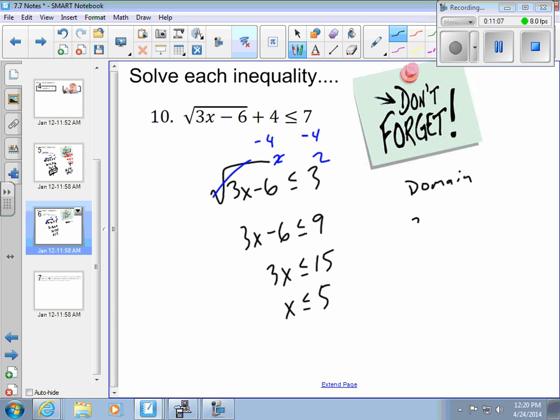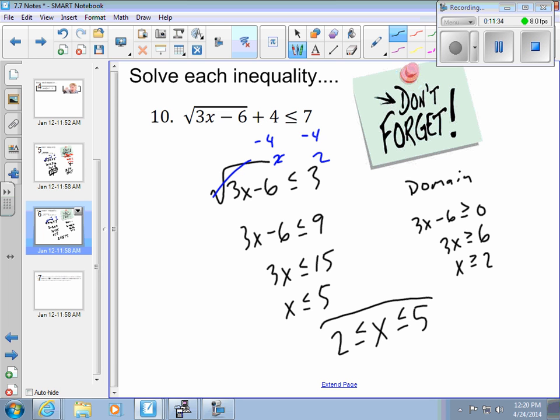If we check the domain here, whatever's underneath that square root can't be anything negative, so it's got to be bigger than or equal to 0. If you solve this, looks like x has to be bigger than or equal to 2 in order to not get square root of a negative. So if you combine both of these parts into your answer, we see that x has to be less than or equal to 5, greater than or equal to 2. That's the solution. All right, so inequalities, you got to check domain to make sure domain is satisfied on those problems.